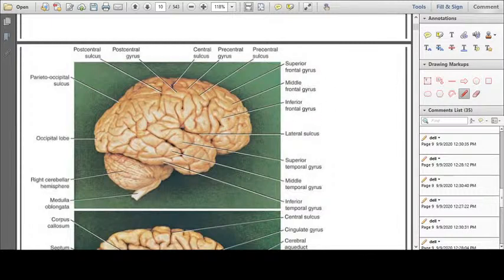We can see this one is the frontal lobe. Obviously this prominent structure is the middle frontal gyrus. This is the superior frontal gyrus, and the precentral sulcus. At first we need to identify the central sulcus. So this one is the central sulcus.